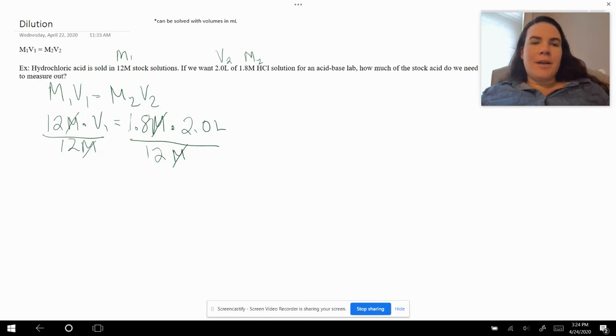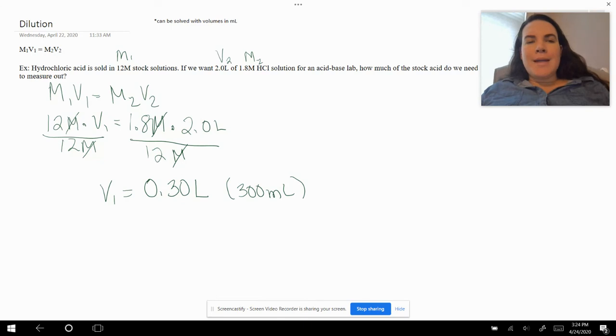Plug that into your calculator, so you would do 1.8 times 2 divided by 12. All of these numbers have 2 sig figs, so our answer should as well. So the volume would be 0.3 liters. That would be 300 milliliters.